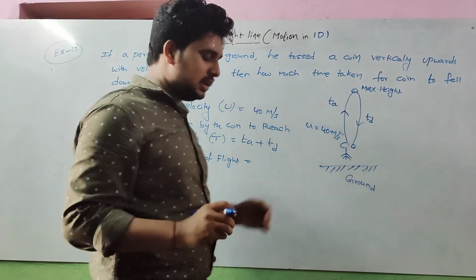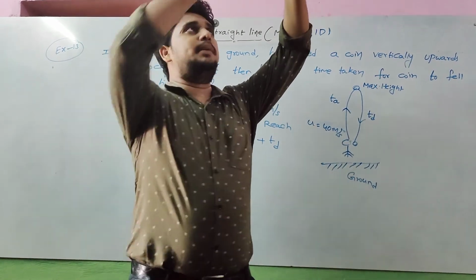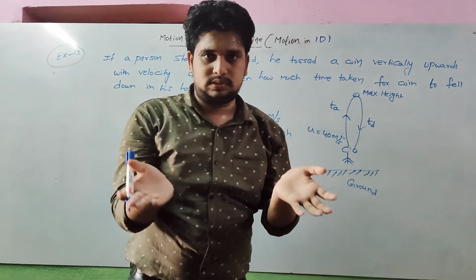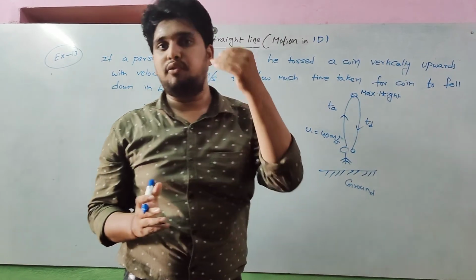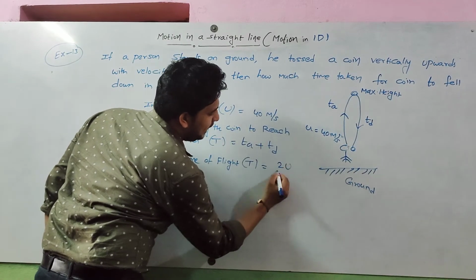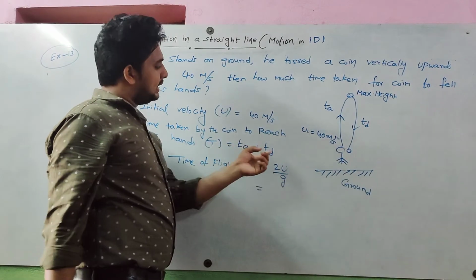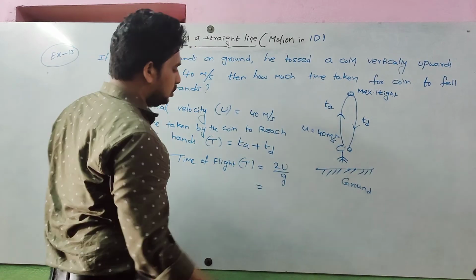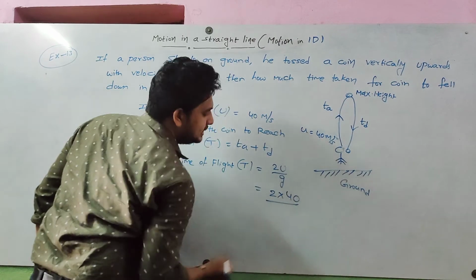This is very important now. The time taken for a body to reach maximum height is called time of ascent. The time taken by a body to reach the ground is called time of descent. Time of ascent plus time of descent is called time of flight. Time of flight, capital T, is equal to 2u by g. Because the time of ascent formula is u by g, and the time of descent formula is also u by g. U by g plus u by g gives 2u by g. So 2 into the initial velocity 40, divided by g.